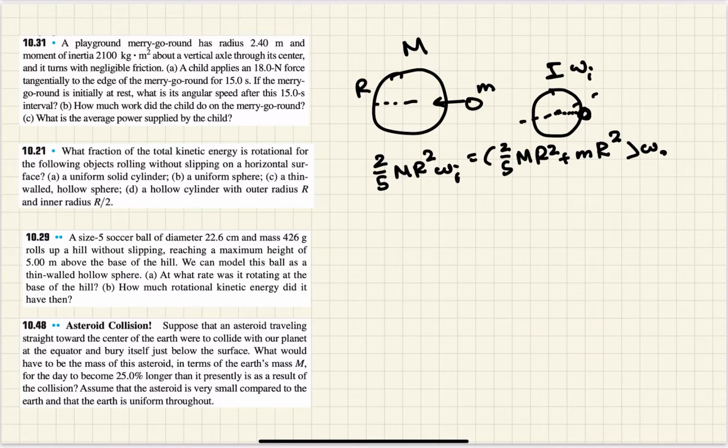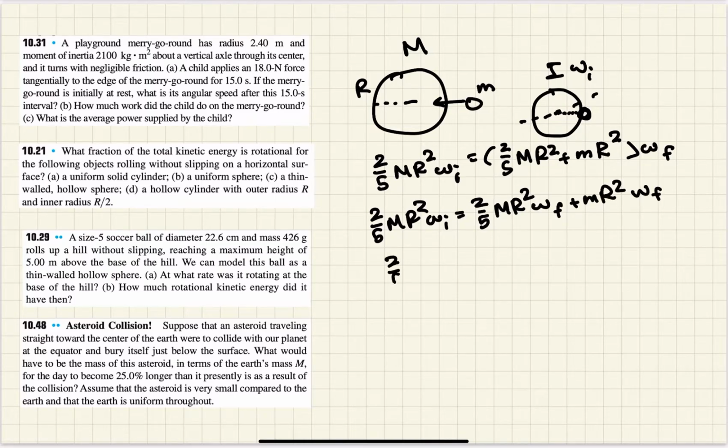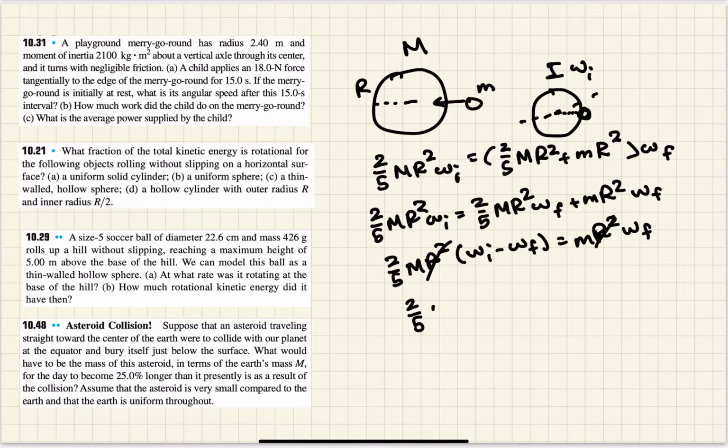And that times the final angular velocity. So we can distribute it out. We get 2/5 MR squared omega initial is equal to 2/5 MR squared omega final plus mR squared omega final. Subtract from both sides, we get 2/5 MR squared, and we can factor that out. It's omega initial minus omega final is equal to mR squared omega final. Like I said, the radius cancels out nicely, and we divide by omega final. We're going to get 2/5 M times (omega initial minus omega final) over omega final is equal to m.